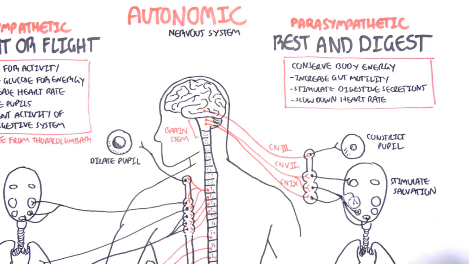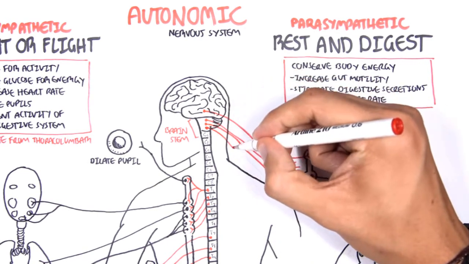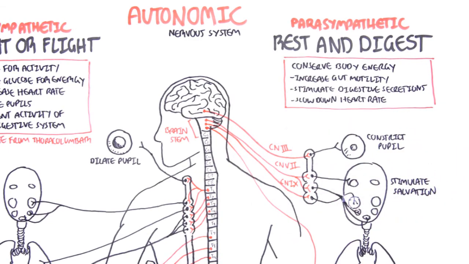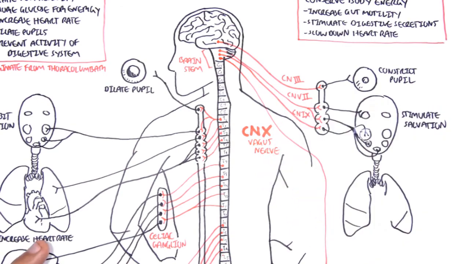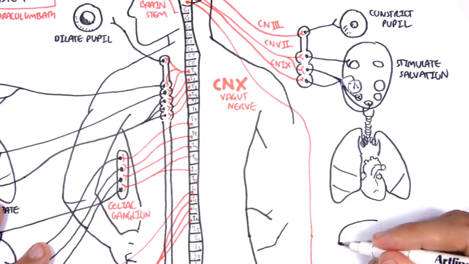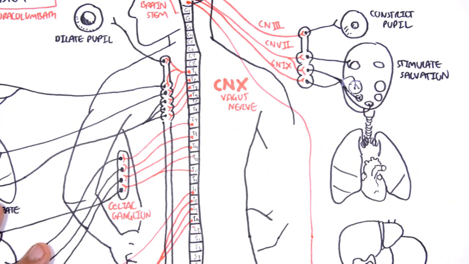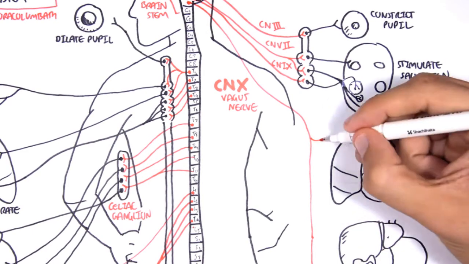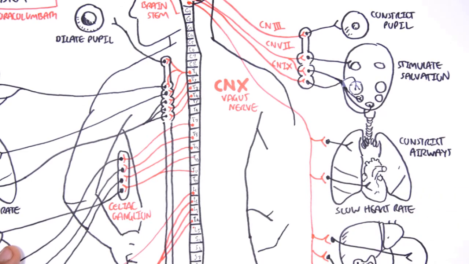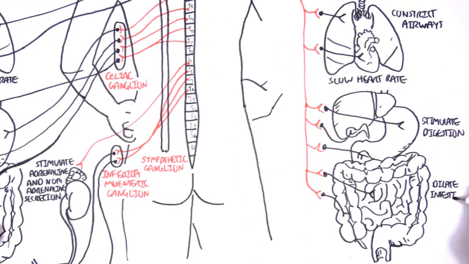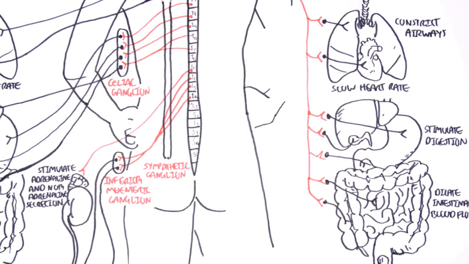A very important nerve, which is probably the main parasympathetic nerve, is cranial nerve number 10, also known as the vagus nerve. The vagus nerve targets most of the organs and tissues for parasympathetic activity. So it causes constriction of the airways and slows the heart rate down. It stimulates digestion and dilates intestinal blood flow.